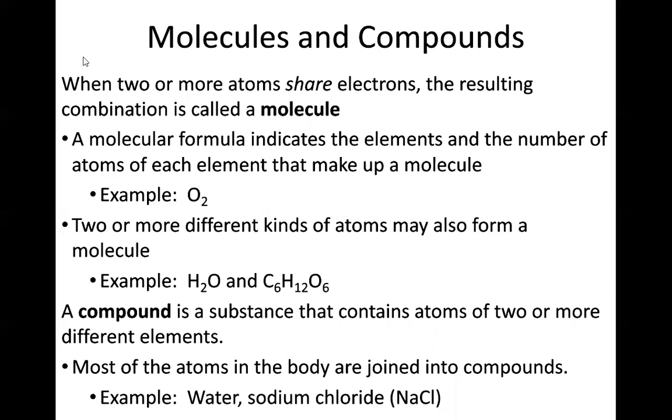Molecular formula indicates the elements and the number of atoms of each element that make up that certain molecule, like O2, which we best know as oxygen gas, specifically. You couldn't just say oxygen because that could be just an atom, because oxygen gas, O2, represents that there's two atoms of oxygen. That sub 2 there behind the O tells you that there's two atoms in that molecule of oxygen.